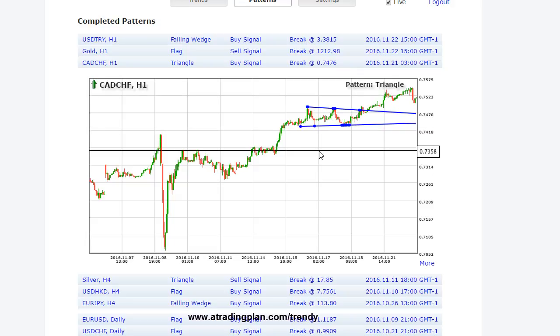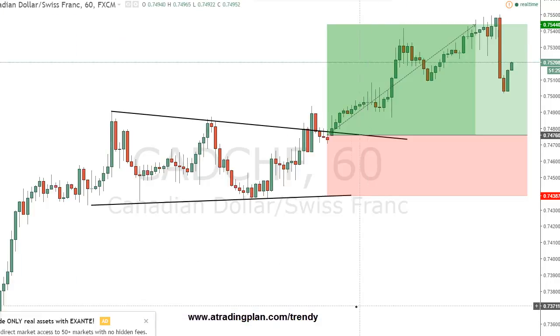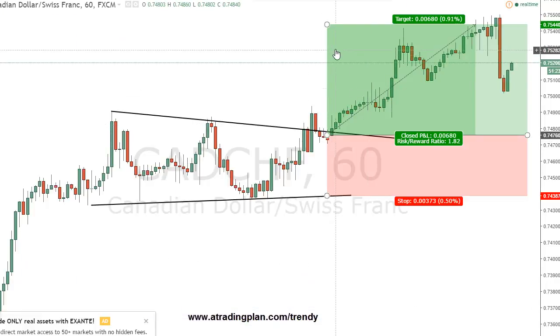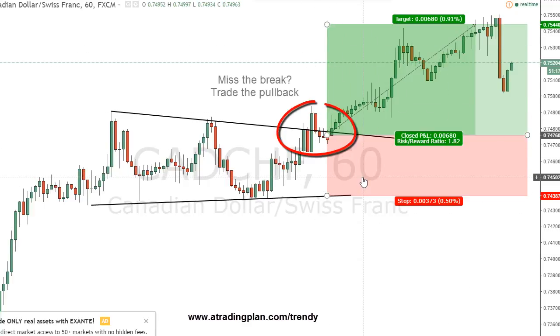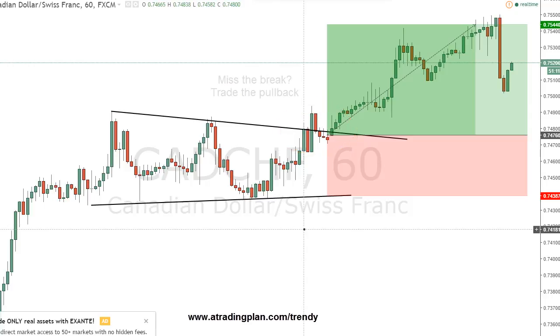So you can see that the setup was here. You would have been alerted. Let's take a look at what happened. Okay, here it is. You can see here the breakout. This is just showing you what's happened in this trade. Your stop is going to depend on you, however you're placing your stop. Are you placing it at the lower end of the pattern? Are you placing it at ATR, average true range, perhaps 1 or 2 times the ATR? It depends on where you're placing your stop.